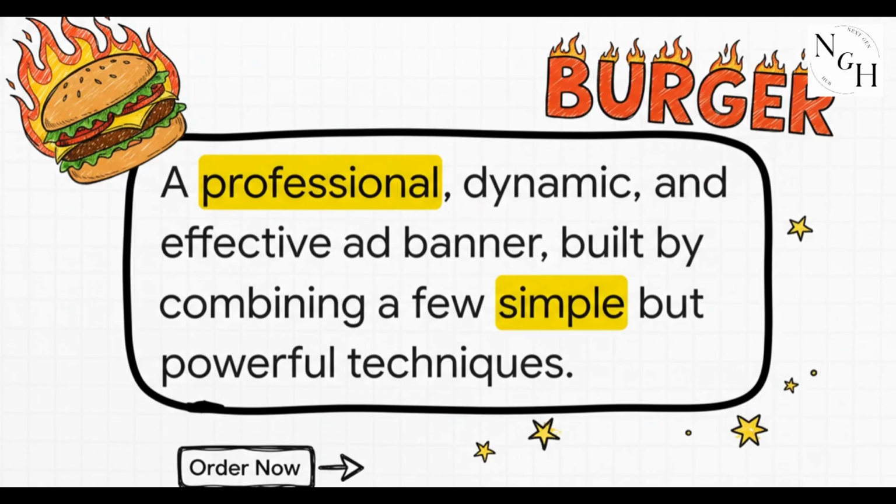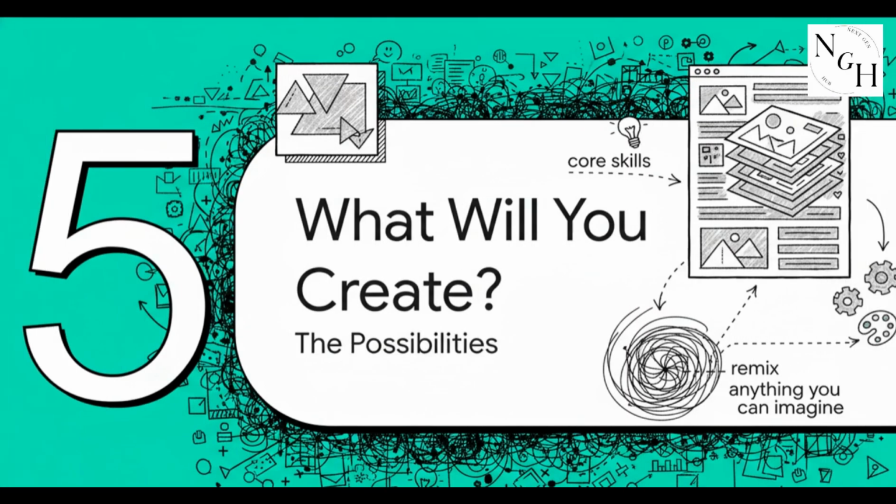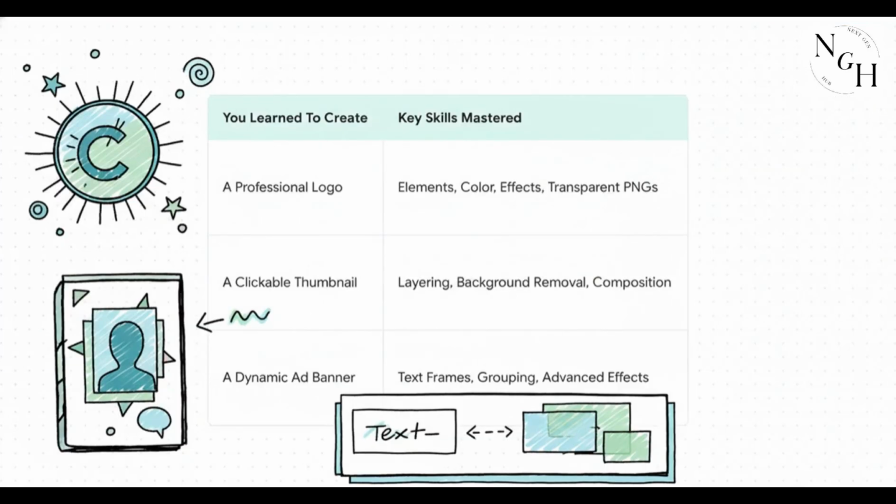And we built it just by combining a few powerful but pretty simple techniques. This is the kind of stuff you see out in the wild, and it's totally something you can create yourself. So let's just take a breath for a second. We went from a basic logo to a clickable thumbnail to a complex ad banner in just a few minutes. We've seen firsthand how a few core skills can be mixed and matched to create, well, pretty much anything you can think of. Let's just do a quick recap.